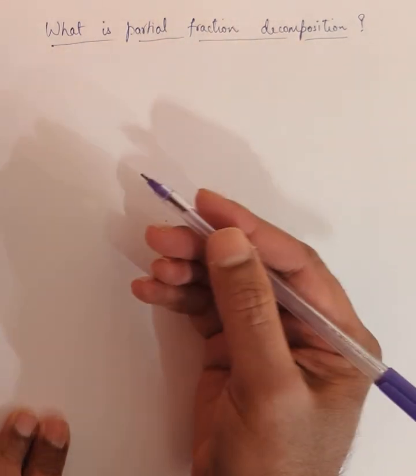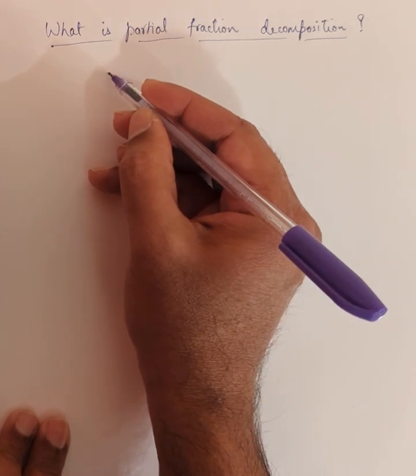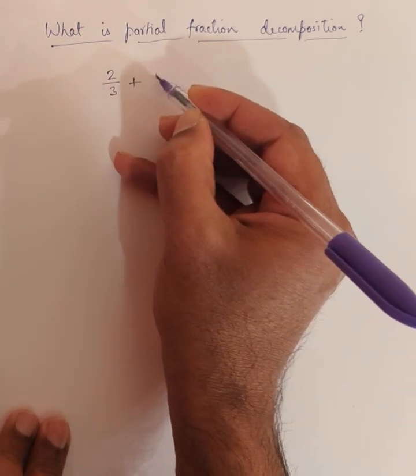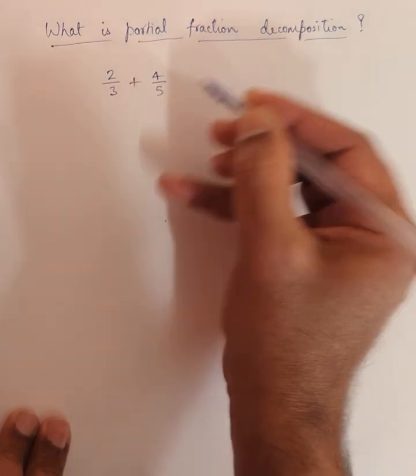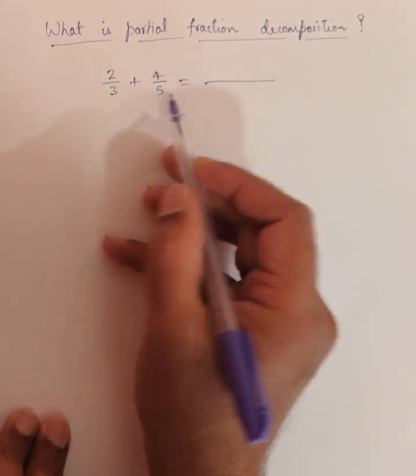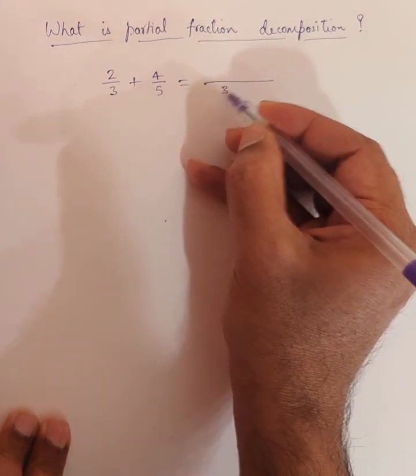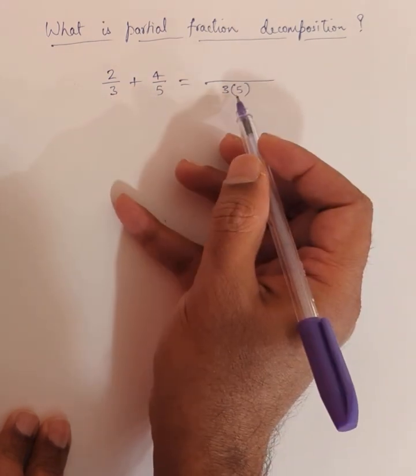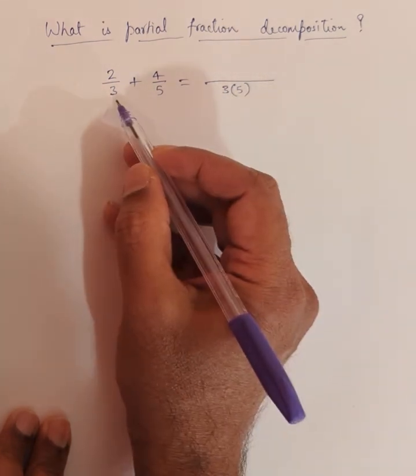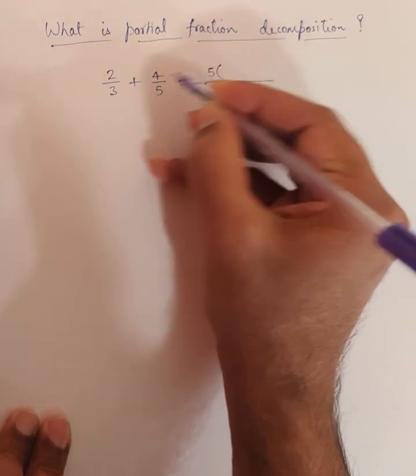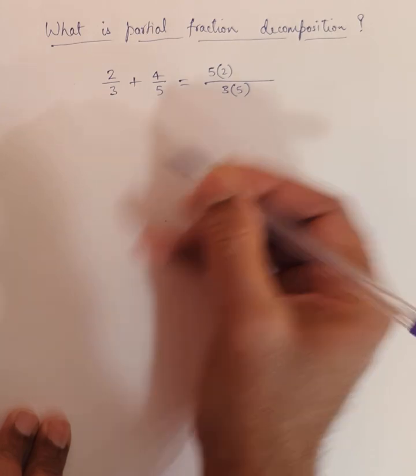If you have to add or subtract, for that matter, two fractions, say 2/3 plus 4/5, then one way to do that is to take the common denominator. If there's no common factor, then the common denominator is just their product. And then you divide each of these denominators into the common denominator. You divide 3 into 3 times 5, you get 5. You multiply by the corresponding numerator, which is 2.